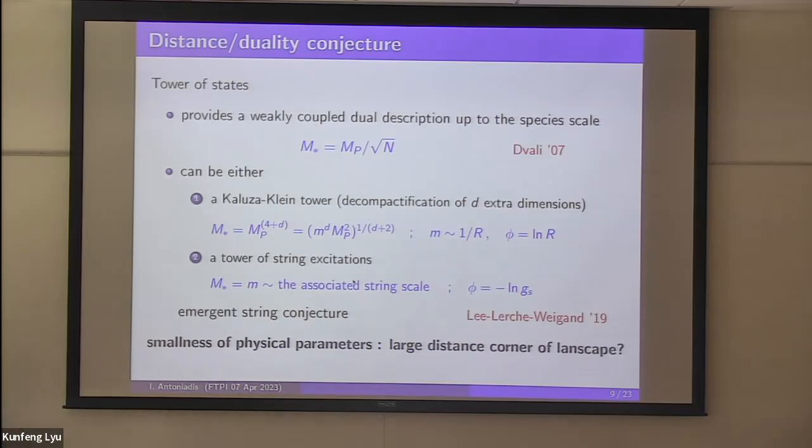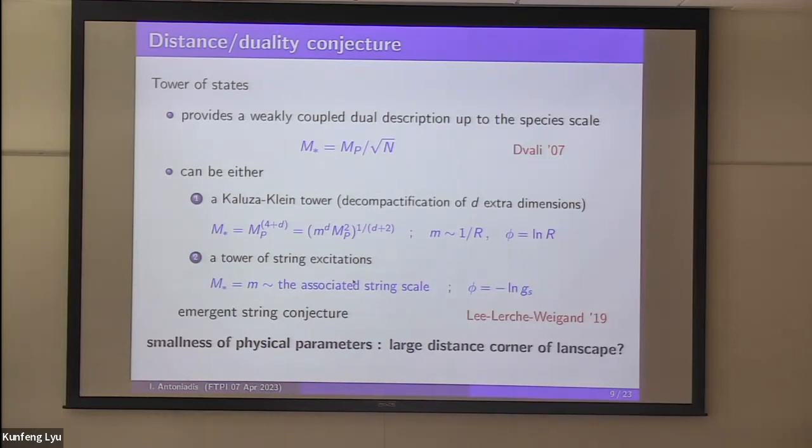Another way to see it is that if one considers the string excitations, and one asks at what point the heavy excitations acquire a width which is bigger than their mass, you find that this happens around 1 over g_string, the number of species. So the number of species are the number of string excitations, which can be considered as particles which have a width less than 1.